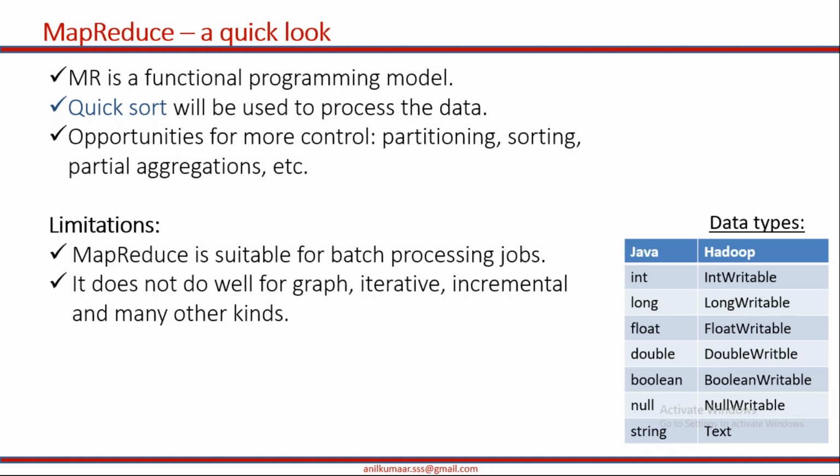But coming to this, basically this is a functional programming model, and internally we'll be using the quicksort algorithm to process the data. Coming to the limitations, it's good for batch data processing, right? So if you already have some archive data, maybe historical data, and you want to do some analysis, like finding the maximum and minimum temperature, because the historical temperature data is already available with you.